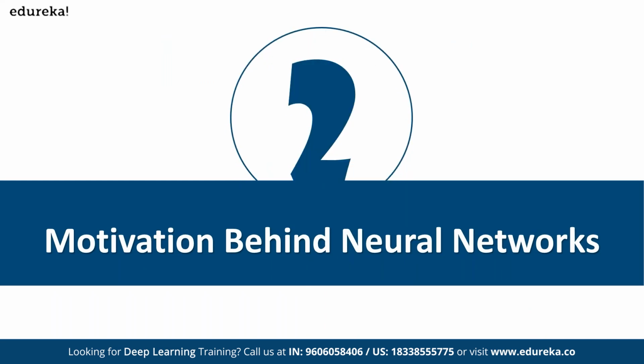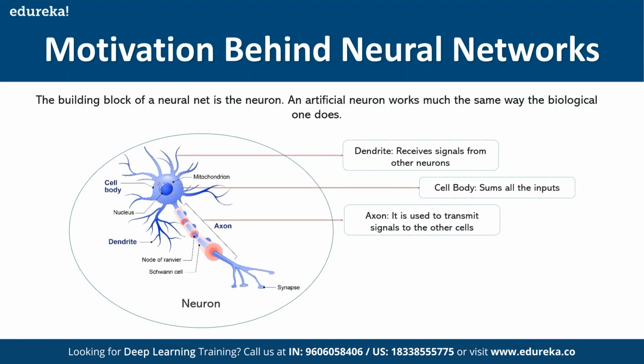So what is the motivation behind neural networks? As I said, the human brain. The building block of any human brain is a neuron. This is how a neuron looks. It has a nucleus, something known as an axon, and these are known as dendrites. If you see here, the dendrites receive.